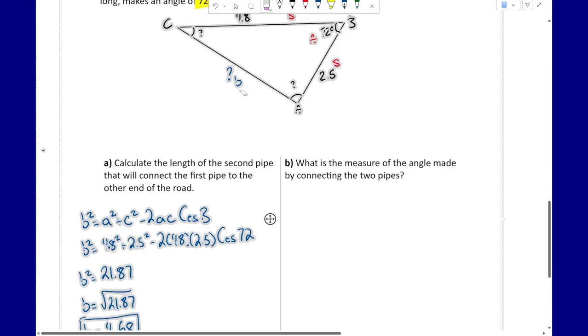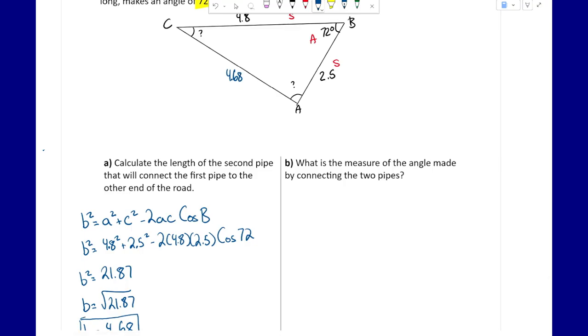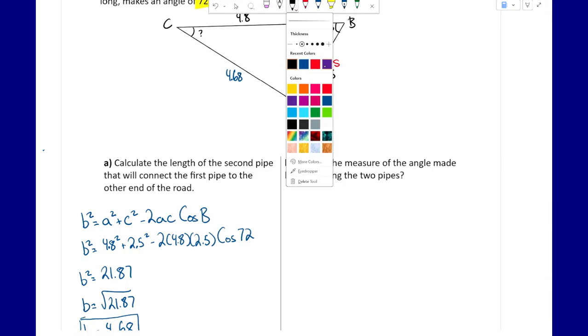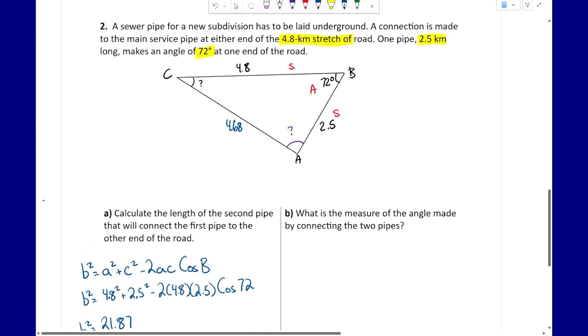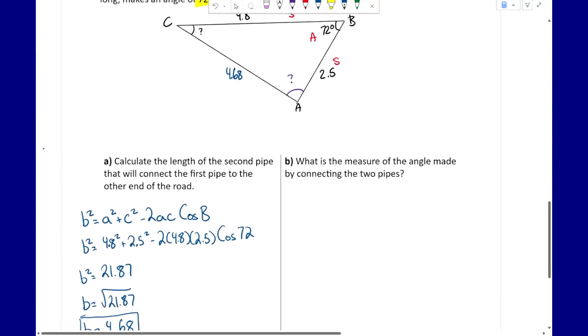When you put that measurement in now, we do know this length is 4.68. And now the second question, part B, asks, what is the measure of the angle made by connecting the two pipes? I guess it doesn't really specify which pipe. So for our purposes, let's just say it's these two pipes, the two that aren't the main road. We're talking about the two pipes for the subdivision.